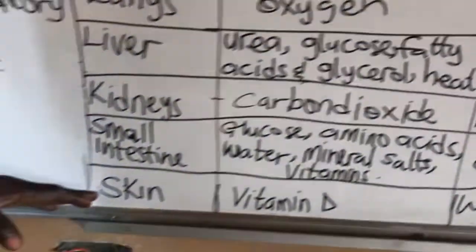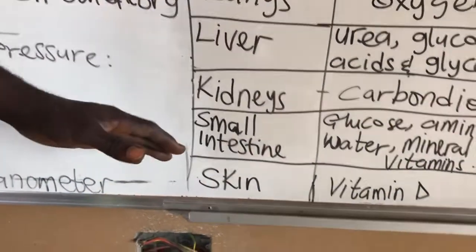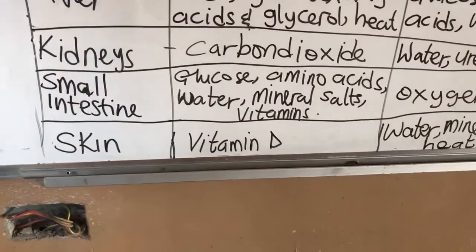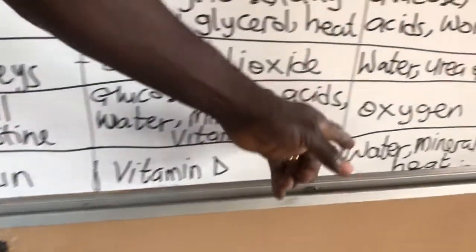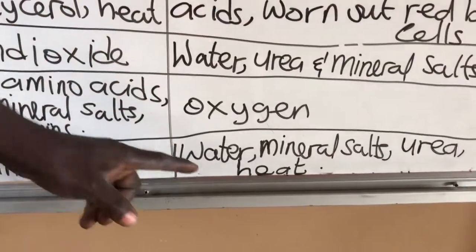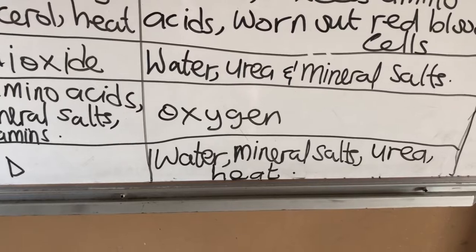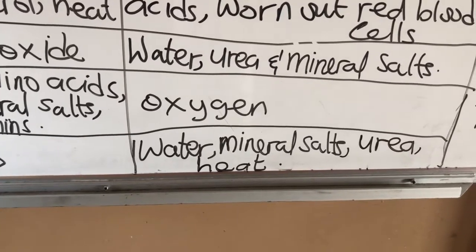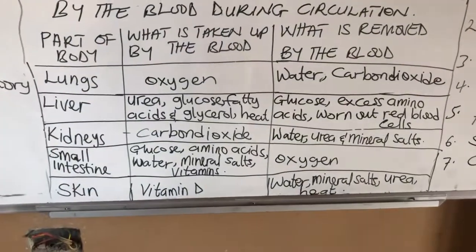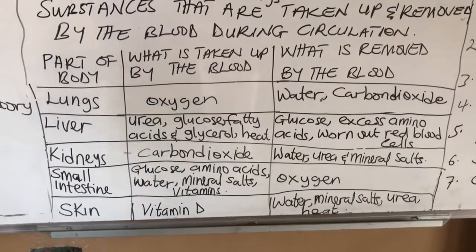And the last one, the skin. When you take the skin, vitamin D is taken up by the blood. And water, mineral salt, urea, and heat are removed by the blood. So these are substances that are taken up and removed by the blood during circulation.